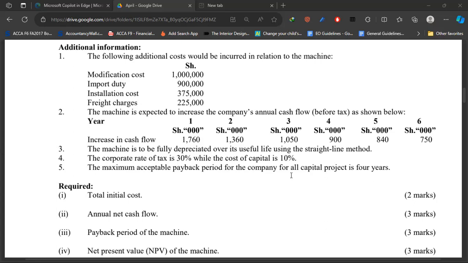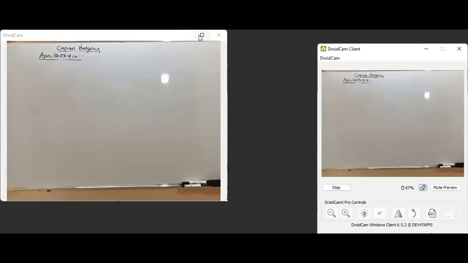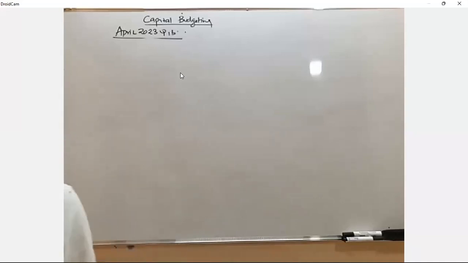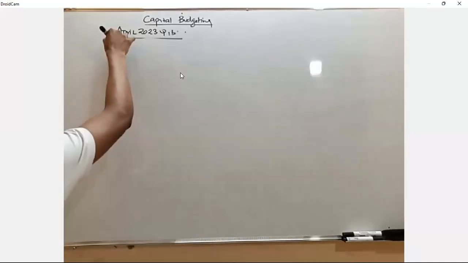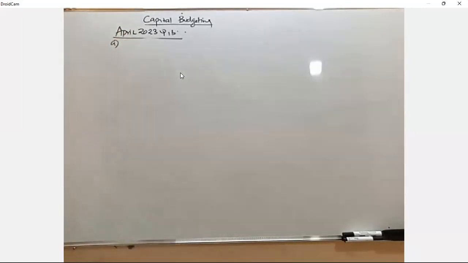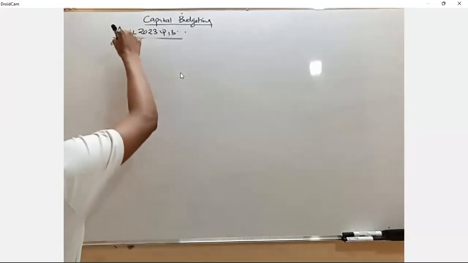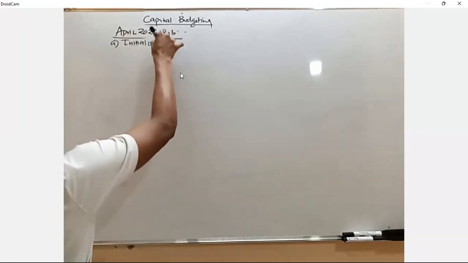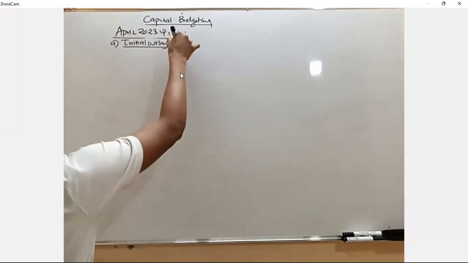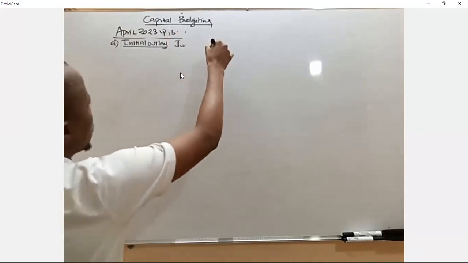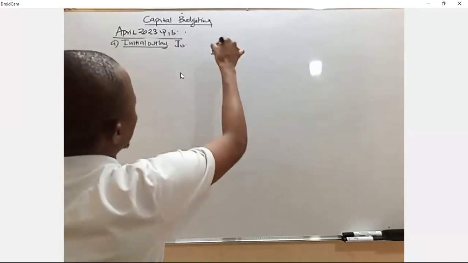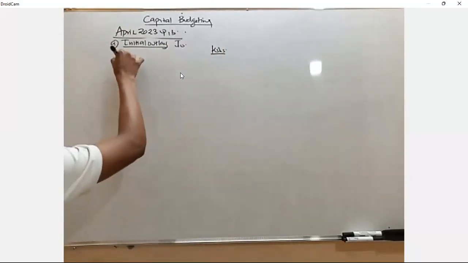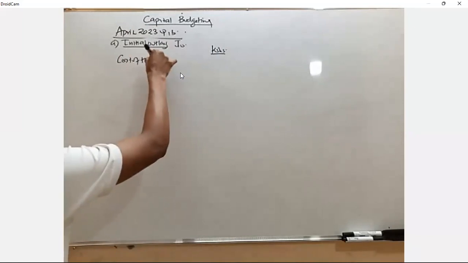So in this case, it is very simple. We're just going to start with number A, right? What is our number A? We are going to start with our initial investment. What is our initial outlay today? This is what we say is I0, in Kenya shillings. You look at the cost of the new machine.